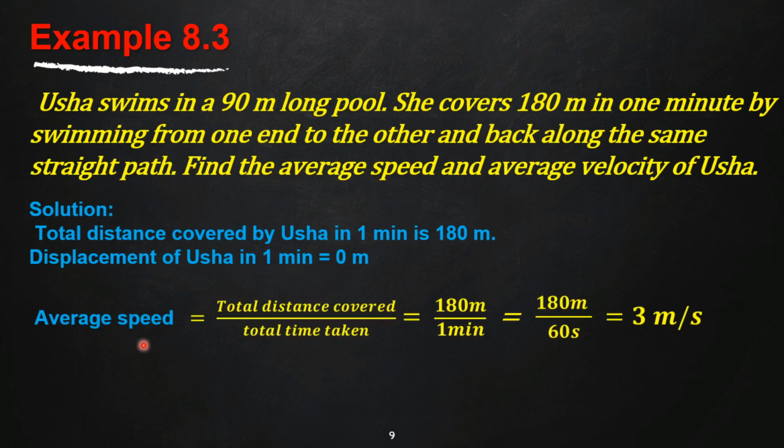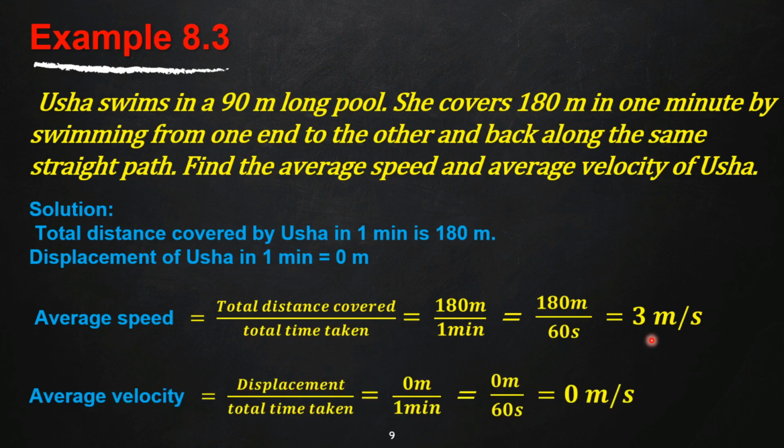Average speed is given by total distance covered upon total time taken. So distance covered is 180 meter in 1 minute. So 180 meter, but 1 minute we will convert into 60 second. So 180 meter upon 60 second comes out to be 3 meter per second.